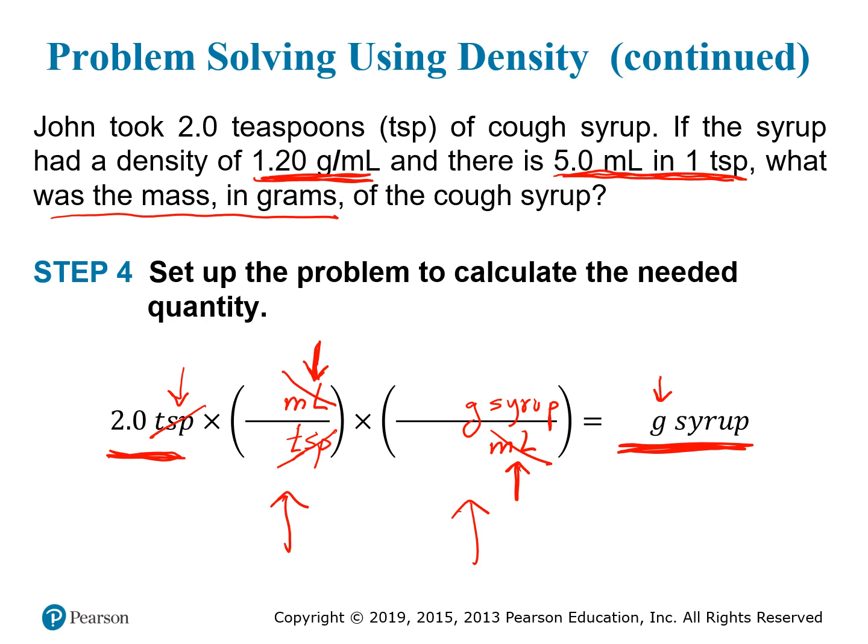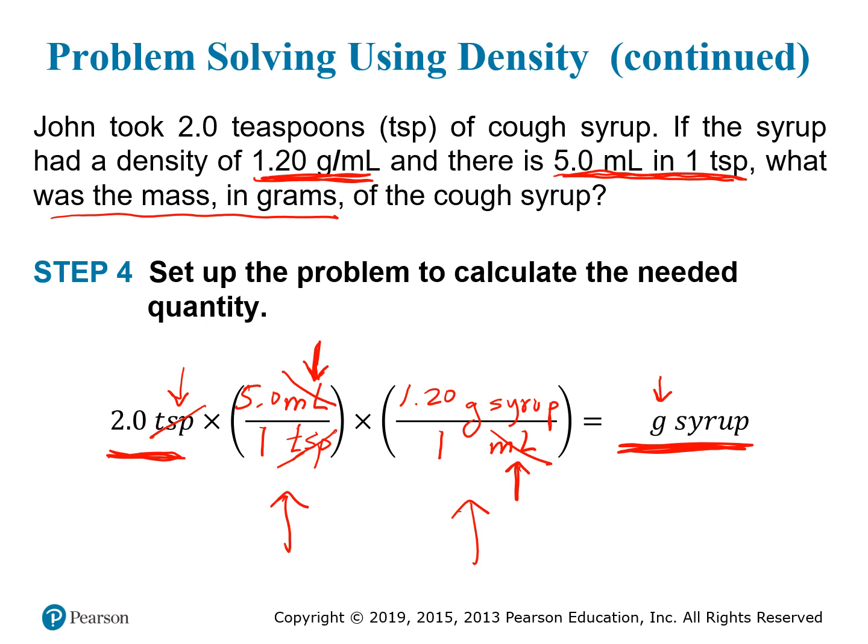So for the first one, 1 teaspoon equals 5.0 milliliters. And for the second one, 1.2 grams of syrup occupies a volume of 1 milliliter. And so we know that we've put these numbers in the correct place. We don't have to ask ourselves, do we divide by density or do we multiply by density, right? That's a common question that students ask when they're approaching problems like this.